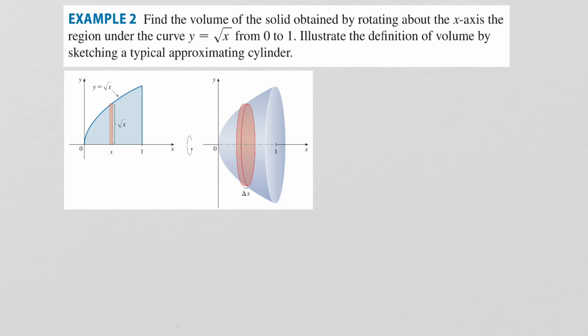Most of the volumes that we calculate in this course will be volumes obtained by revolution. So let's take a look at this next example. Find the volume of the solid obtained by rotating about the x-axis the region under the curve y equals the square root of x from 0 to 1. And then we want to illustrate the definition of volume by sketching a typical approximating cylinder.